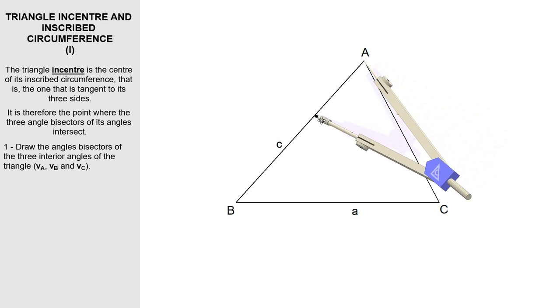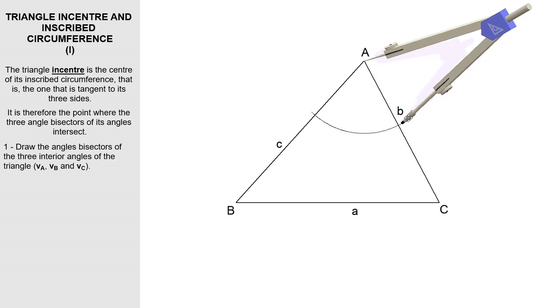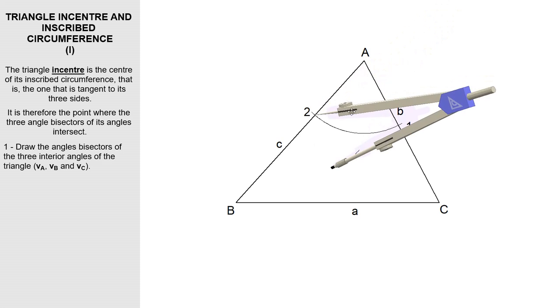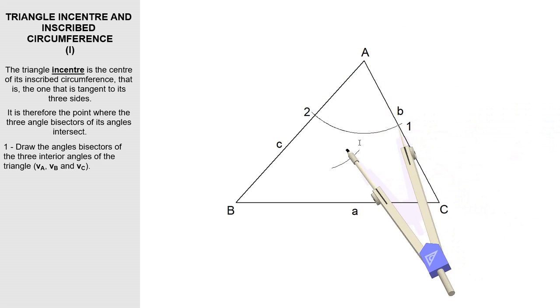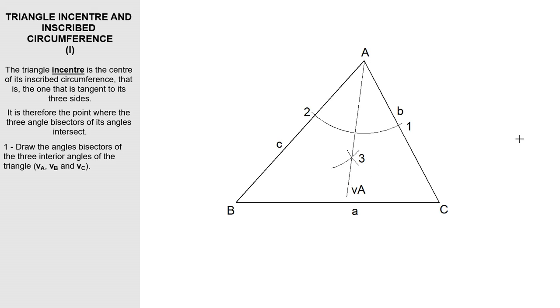To draw the angle bisector of angle A, we draw an arc whose center is point A, any radius long, that meets the sides that form the angle at these points 1 and 2. Using these points as centers and the same radius, the one we want, we draw two arcs that meet at this point 3. So the semi-straight line that starts at A and goes through 3 is the angle bisector of angle A, V sub A.